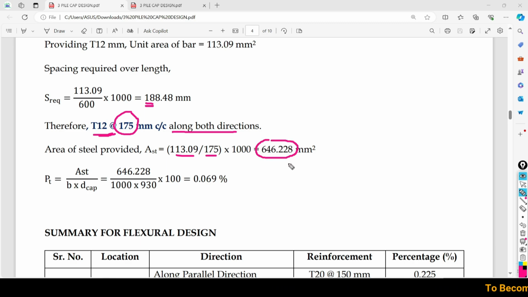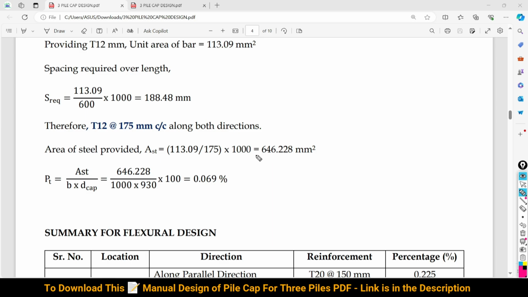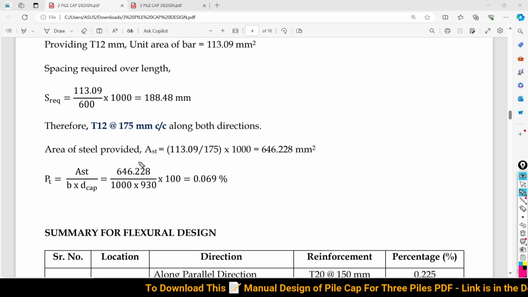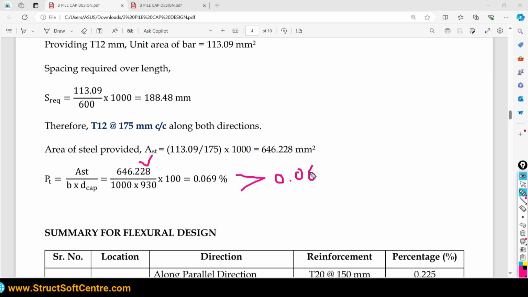So 646.228 mm square area of the reinforcement we are going to provide. By percentage, if you would like to calculate, take the total area finally provided, the width considered, and the effective depth of the pile cap. So after this, just take this 646.228 on the top, divide by B into D. So we are getting the percentage of reinforcement provided as 0.069%, which is greater than 0.06%. Hope that's clear to all of you.